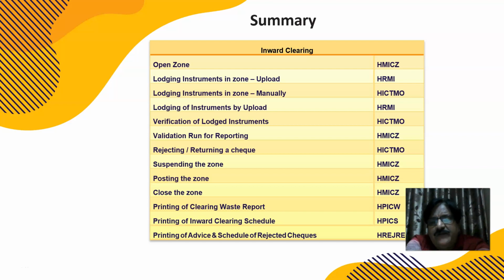Now we also generate a few reports. One is HPICW, that is the clearing wise report. The schedule wise report gives us details of how many banks presented the checks to us and what was their total amount, right? All the details are there. So if you want to print an inward clearing schedule, HPICW, and if you want to print rejected checks details, HREJREP. HREJ is for rejection, REJ, and REP for reports. These are some of the menu options I made clear for you.